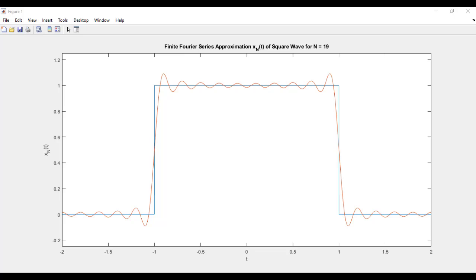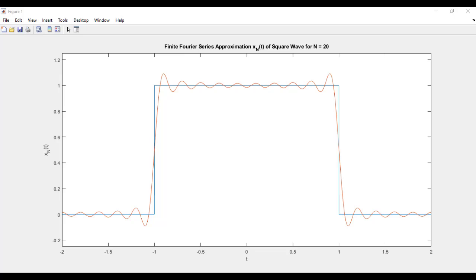Also, for any other value of t, say t equals t1, that's not a discontinuity, we're guaranteed by the Dirichlet conditions that the limit as N goes to infinity of x_N of t1 is equal to x of t1. And as we keep increasing the value of N in our plot of the finite Fourier series approximation of the square wave, at any time value that's not a discontinuity, the truncated Fourier series gets closer and closer to the actual value of x of t.